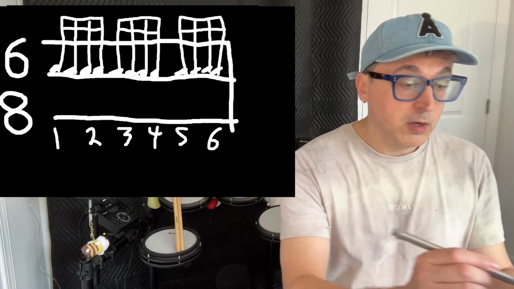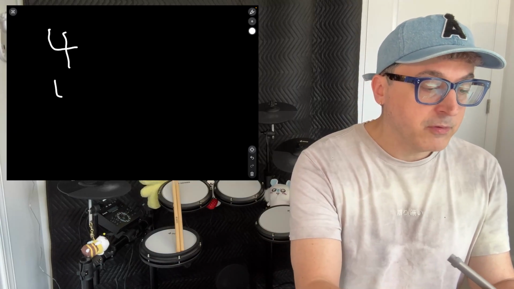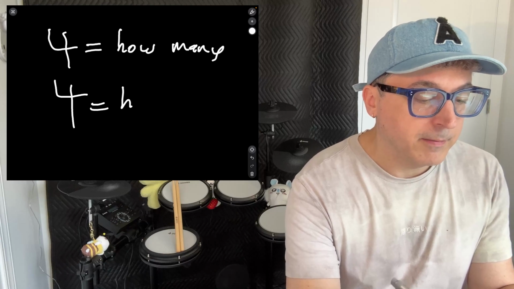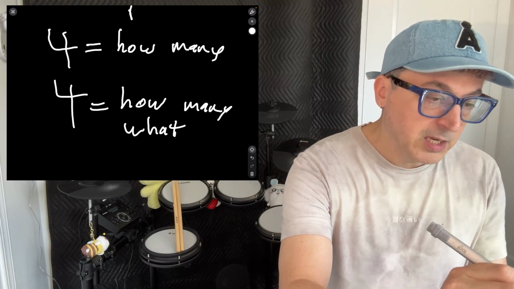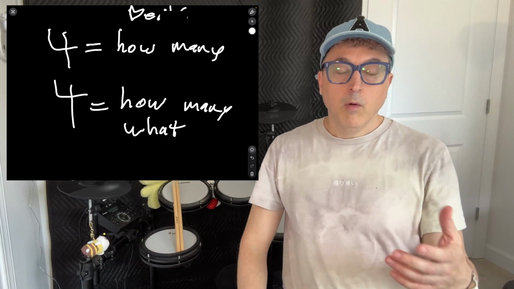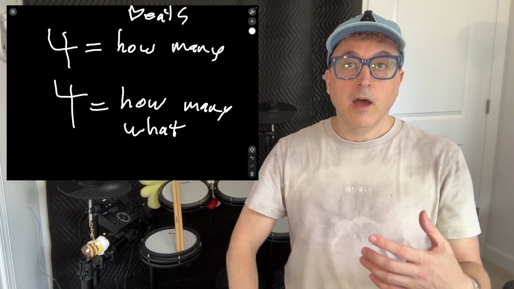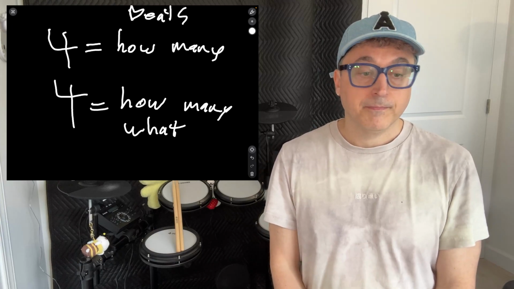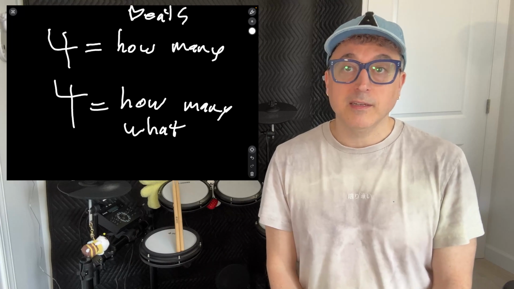Okay, let's just review. The easiest way to remember this, and what I always tell my students, is the top number tells you how many, the bottom number tells you how many what. So we're answering two questions. We have how many, and then how many what? And of course, we're talking about beats here. So how many beats in one measure? And then the bottom number tells you how many of what type of note is one beat. Okay, so hopefully that makes sense.